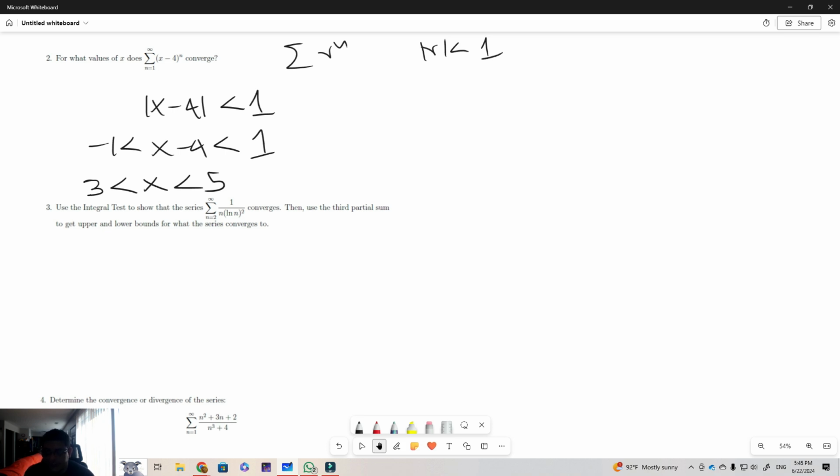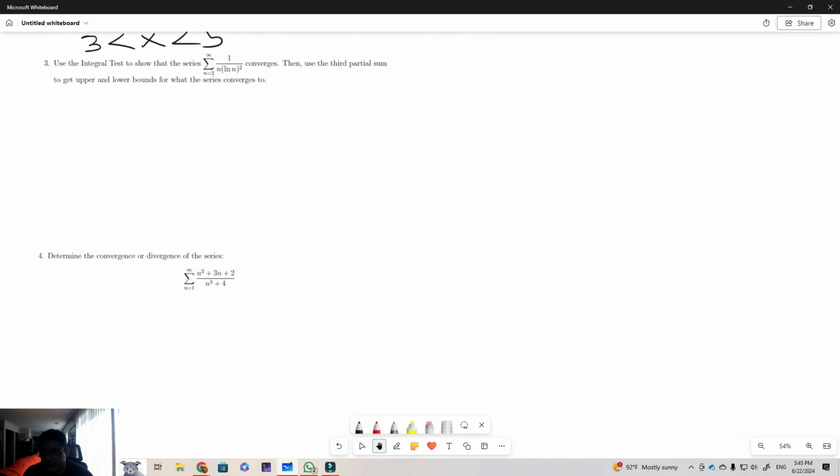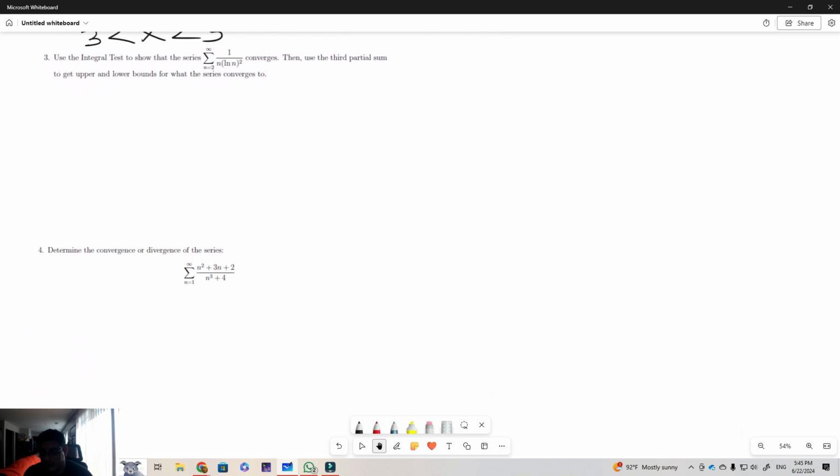Now for exercise 3, we want to use the integral test to show that the series 1 over n log of n squared converges, and then use the third partial sum to get the upper and lower bounds for the series. So first thing we have to consider is the function f of n equals 1 over n log of n squared. We know that this is positive. We can guarantee that this is continuous, and you can say that this is going to be decreasing.